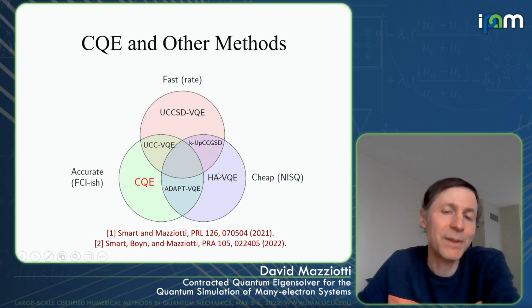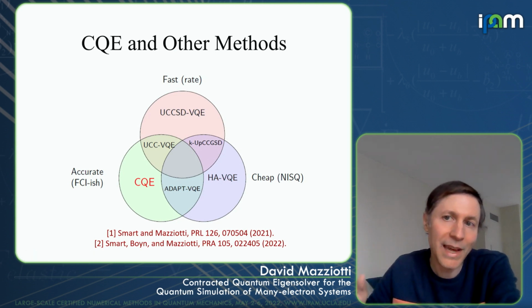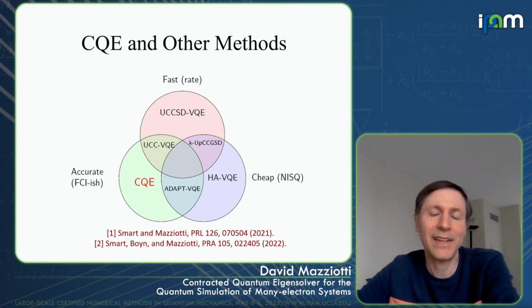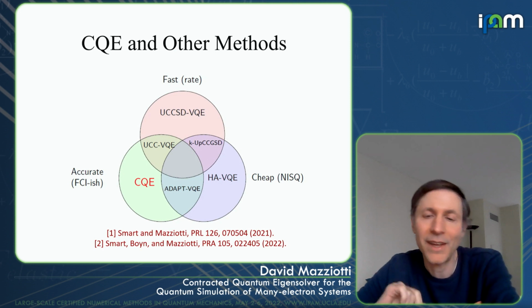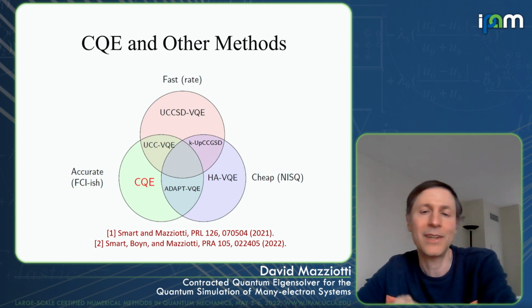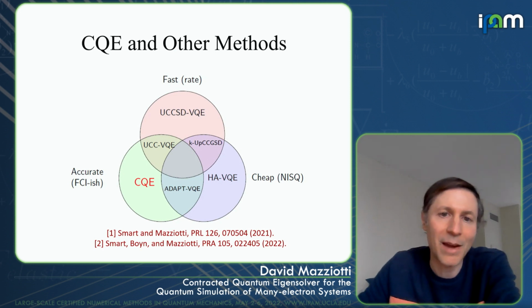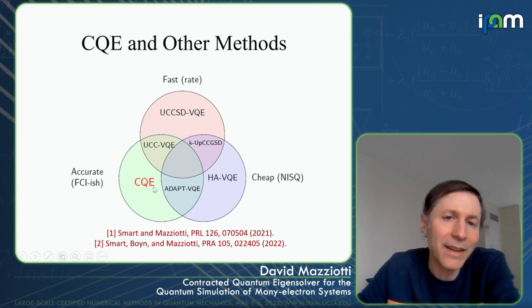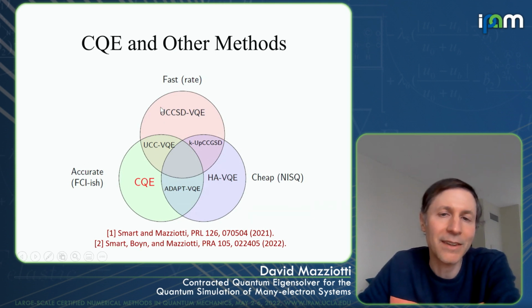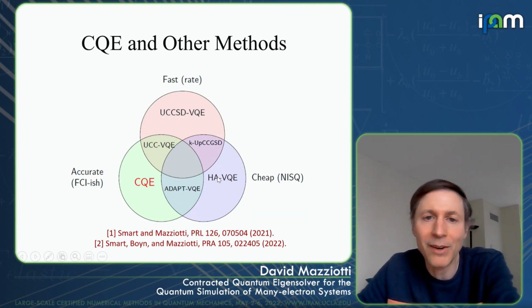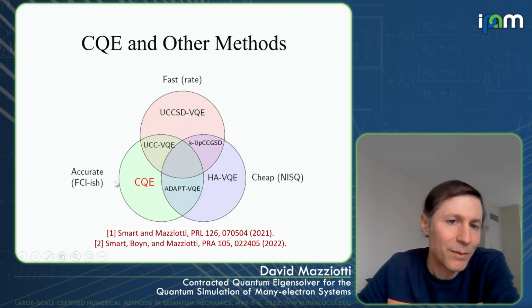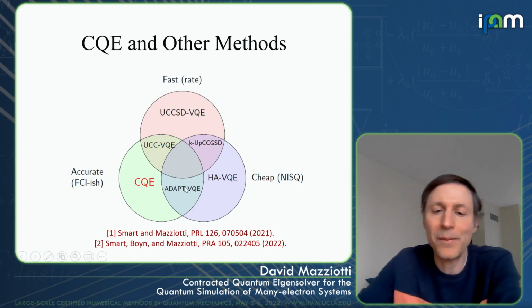And maybe not so fast because, again, as one is doing that, one can unfortunately get caught in local minima and barren plateaus in the optimization because the Ansatz itself is not really tuned to improving the result at each step. So the CQE tries to balance some of the limitations of the fast category and the cheap category to come up really with a highly accurate method.